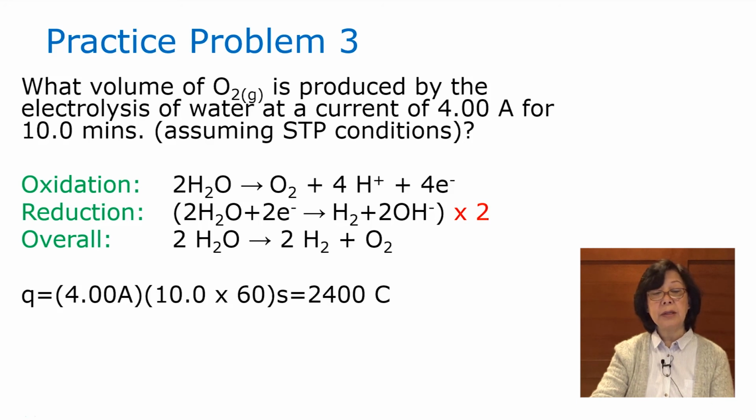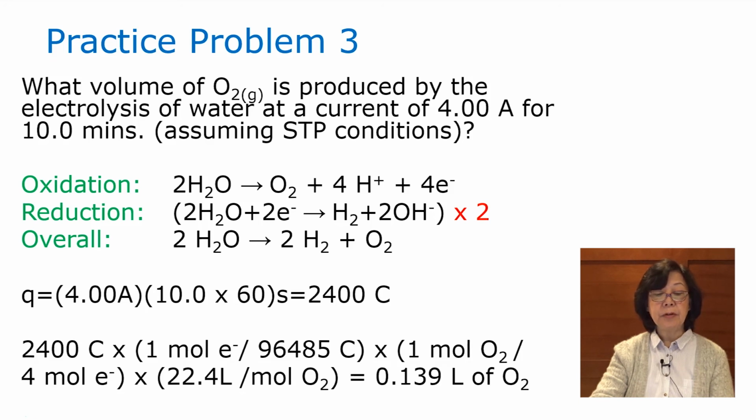Now we calculate the coulomb of charges. 4 amp times 10 minutes converted into seconds is 2,400 coulomb of charges. Then we convert it into moles of electron using Faraday's constant, and then convert it into moles of oxygen, and then using 22.4 liter per mole of oxygen. So we end up with 0.139 liter of oxygen.